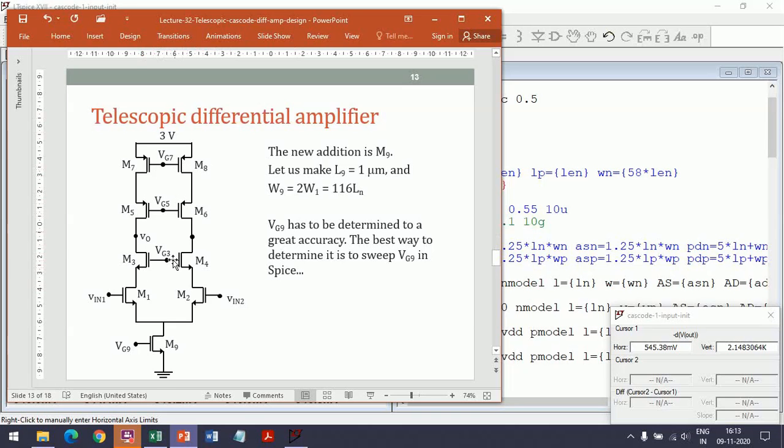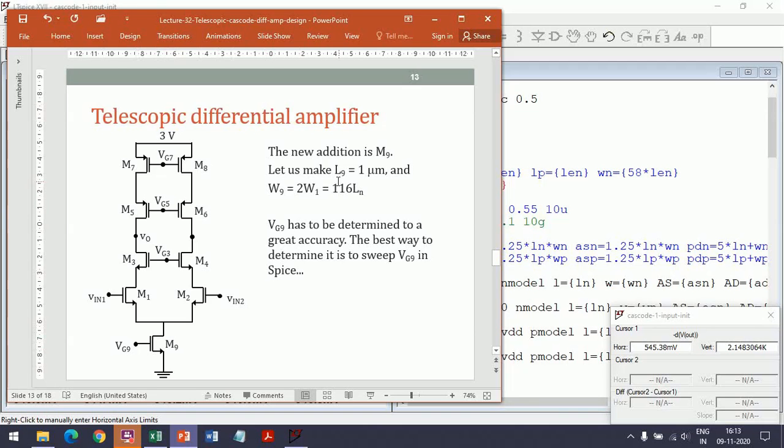The same lengths, the same widths, the same gate voltages at M3, M5, M7. Alright. The new addition is M9. So we need to determine the gate voltage as well as the length and width of M9, so that this will work with everything in saturation.